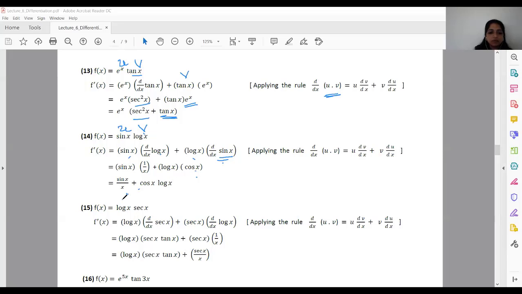The next example, our u is log x, v is sec x. So log x, keep it the same. Derivative of sec x is sec x into tan x. Then sec x, keep it the same, and the derivative of log x is 1 by x. So log x sec x into tan x plus sec x upon x.